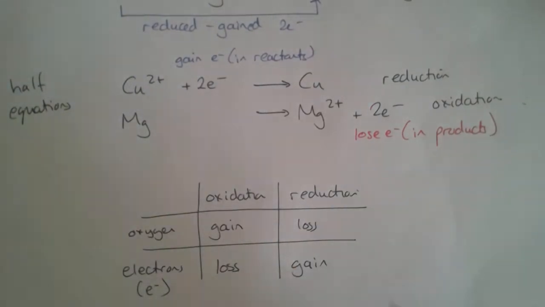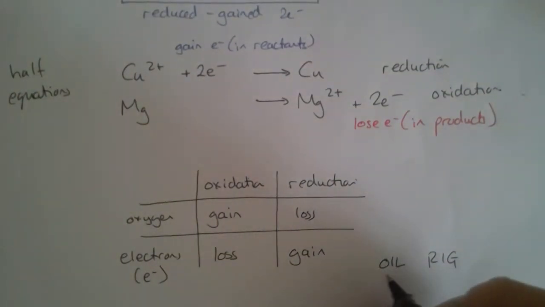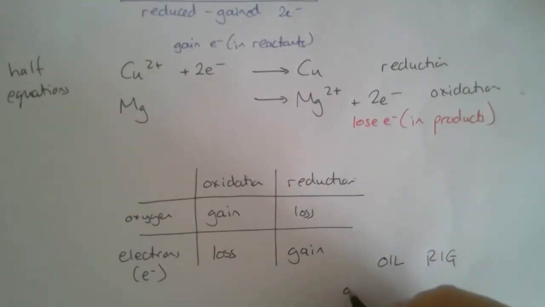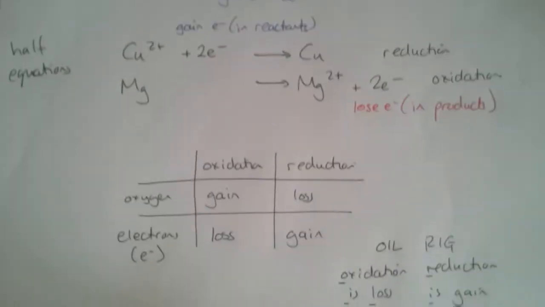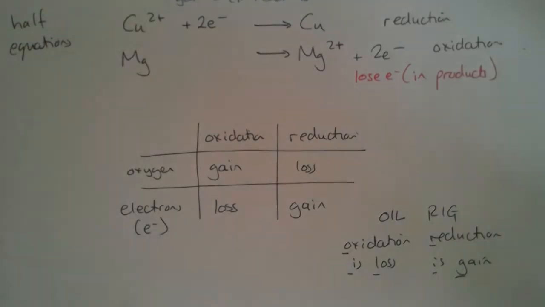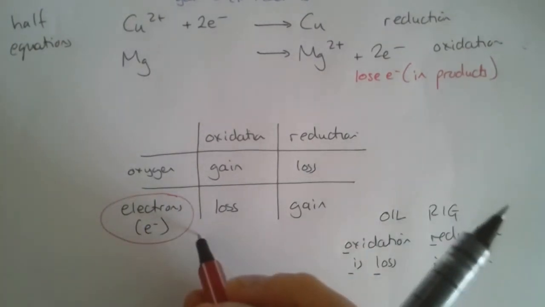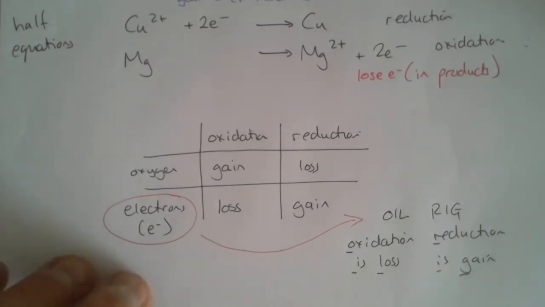And for this one, there's a helpful little mnemonic, OIL RIG. So oxidation is loss, reduction is gain of electrons. Oxidation is loss, reduction is gain. And that's a helpful way to think about the reduction and oxidation in terms of electrons. And I emphasize that this is in terms of electrons. So to finish, we're just going to do a few examples of some half equations.